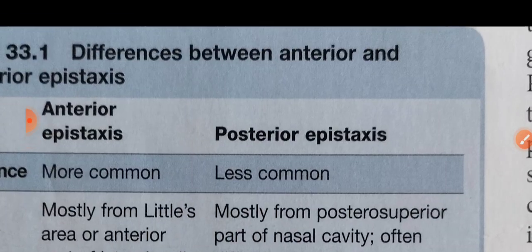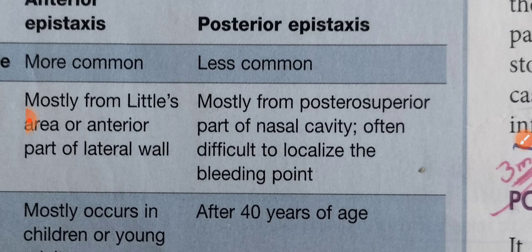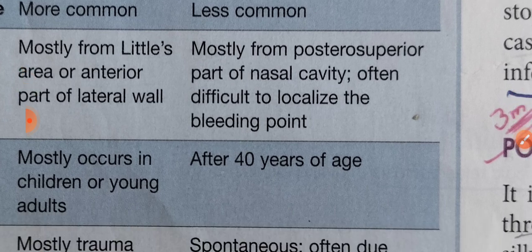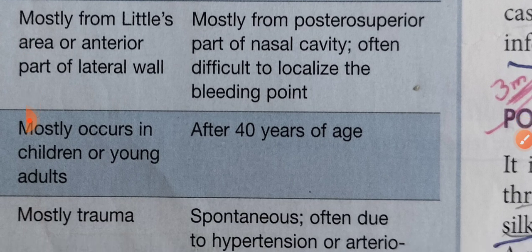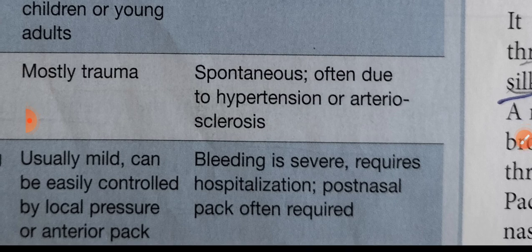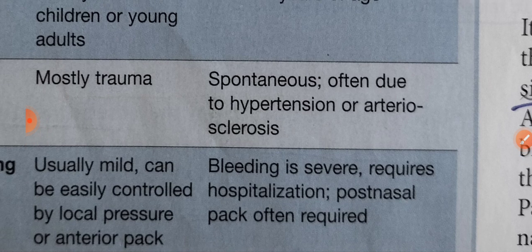Okay. Another is posterior epistaxis. It is less common. Mostly from the posterior part of the nasal cavity, often difficult to localize the bleeding. As it is located more posteriorly, you cannot localize the artery. Okay, after 40 years of age, mostly because of hypertension, it is spontaneous, often due to hypertension and arteriosclerosis. Bleeding is severe, requires hospitalization, and postnasal packing is often required. Okay, this is the difference between anterior epistaxis and posterior epistaxis. Have a look.